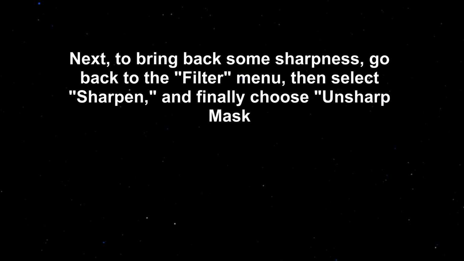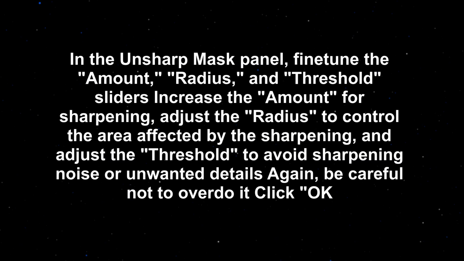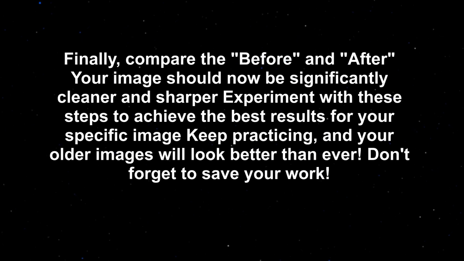Next, to bring back some sharpness, go back to the Filter menu, then select Sharpen, and finally choose Unsharp Mask. In the Unsharp Mask panel, fine-tune the amount, radius, and threshold sliders. Increase the amount for sharpening, adjust the radius to control the area affected by the sharpening, and adjust the threshold to avoid sharpening noise or unwanted details again. Be careful not to overdo it. Click OK. Finally, compare the before and after.